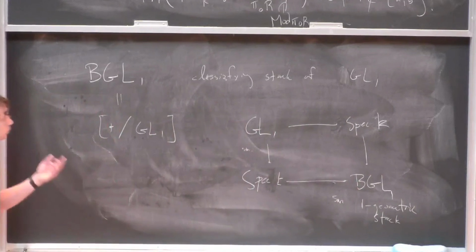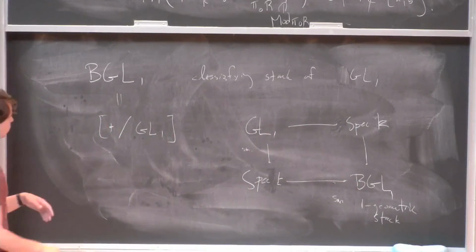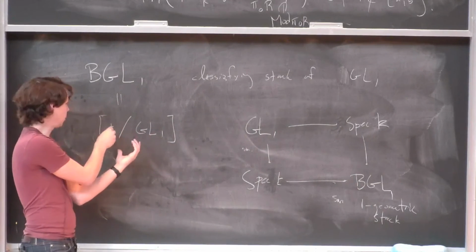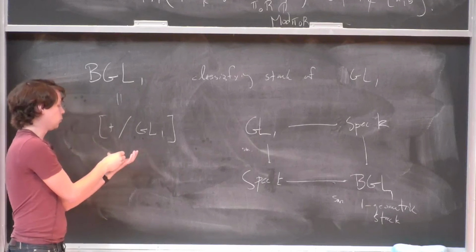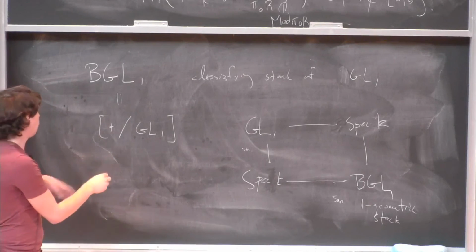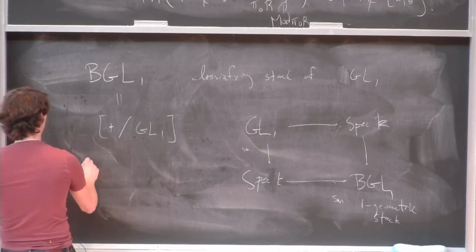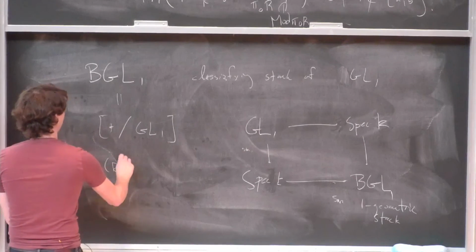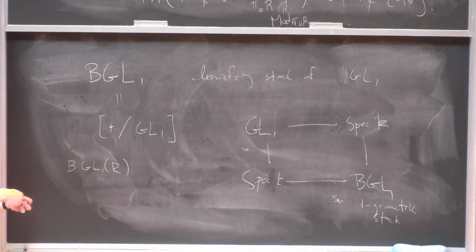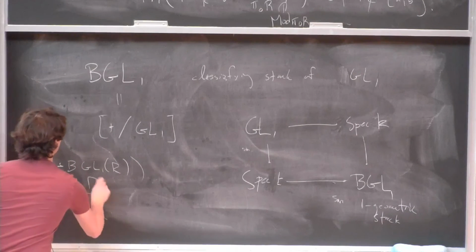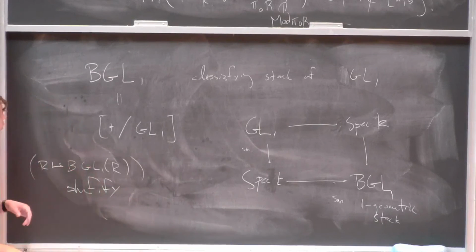So there are different ways of defining it. You can take the homotopy quotient, the homotopy theoretic GL1 orbits. Or what you could do is take the usual bar construction pointwise for each simplicial commutative ring. That gives you a pre-sheaf, but it's not going to be a sheaf. And then you sheafify. So R maps to this. And if you sheafify this, you get BGL1.